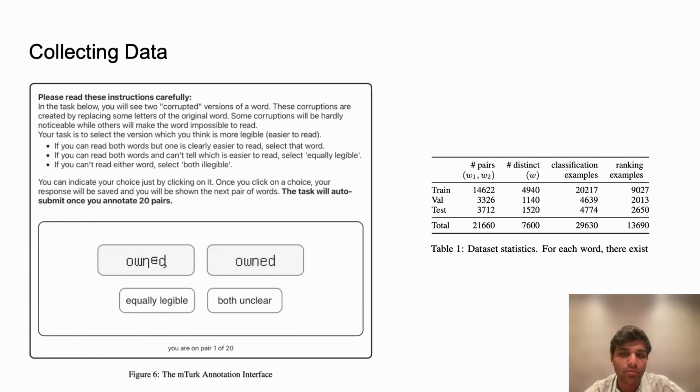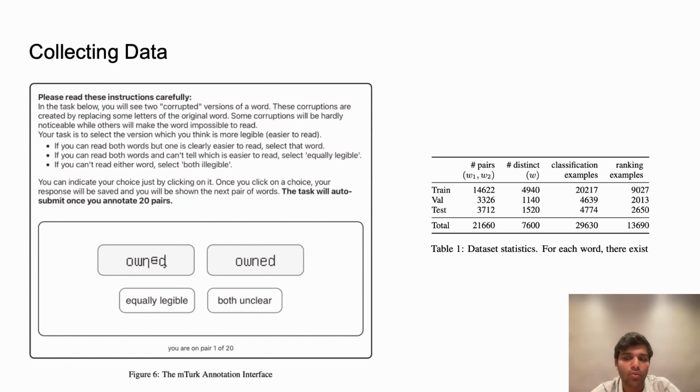Now, once we generate perturbations, the next step is to collect data. So we collected data using Amazon MTurk. On the left side, you see the annotator interface. The annotators see a pair of perturbations of the same original word, and they can click on one of four options. Either they can click on the word that they find more legible, or they can find them equally legible, or they can find both of them unclear, and they can select that option.